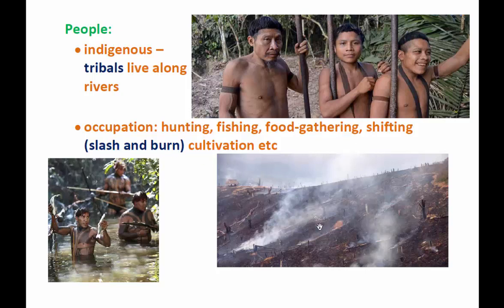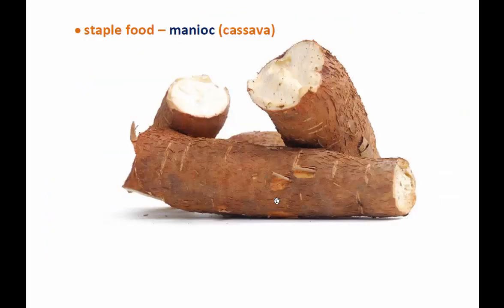They will cut down the trees, burn them, and grow crops, and they live in the area of that field. After cultivating, they will shift to another place. That's what we call slash and burn. Their staple food, the food that they eat every day, is manioc, which is also known as cassava in Africa, and in Manipuri we call it umangra.